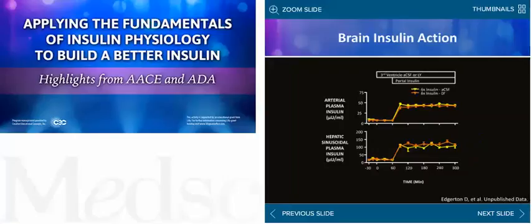So here you see the insulin levels. On the top, the artery. On the bottom, the hepatic sinusoidal. You can see that they're identical whether we turn the brain off or not. And you can also see that in each case, there's a rise of about six-fold, but it's 3 times bigger at the liver than it is at the periphery.